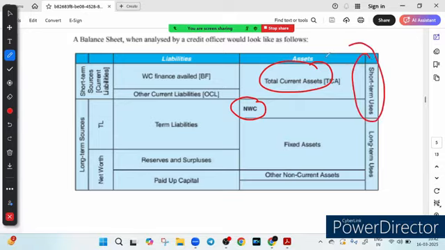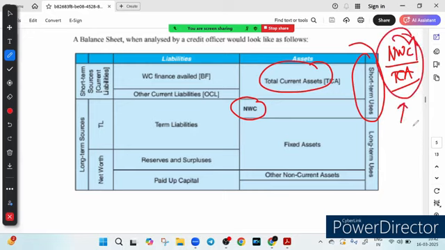So a higher NWC ratio means the company has a strong financial cushion to handle its obligations. It simply means that its NWC is higher, because this ratio puts NWC in the numerator and TCA in the denominator. So if NWC is higher, this ratio will be higher. It means the company has more working capital available to maintain its short-term obligations. And if the ratio is lower, that could signal trouble ahead. I hope this ratio is clear to you.